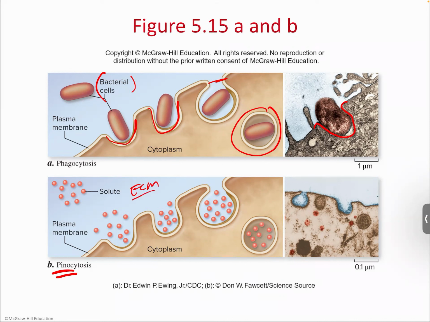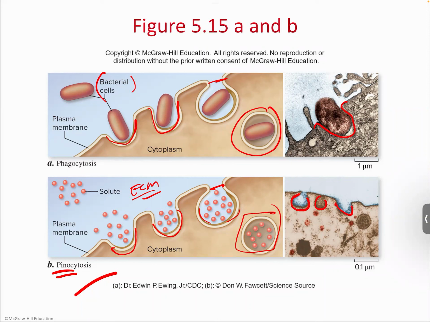Right, so that's your extracellular matrix out here. You can just suck in whatever solutes you have out there and pinch it off, and you're going to get a sampling, if you will, of whatever solutes you have out there. So you see a lot of these little vesicles. They're smaller, but they tend to have a lot of them, so there'll be a nice little row of them.